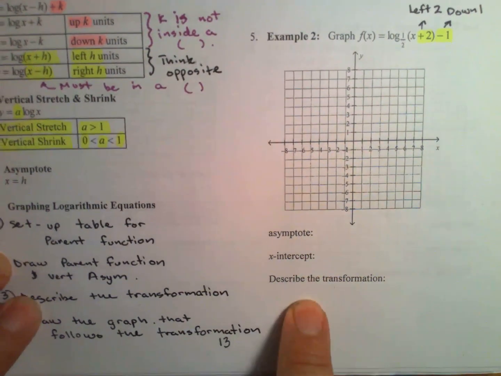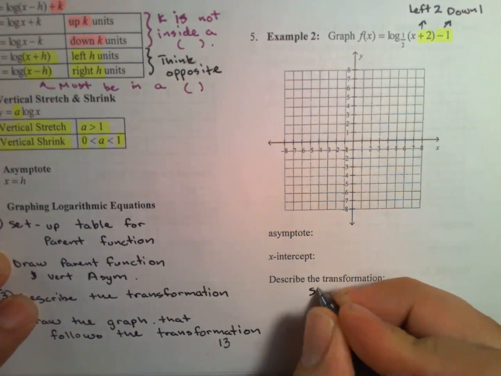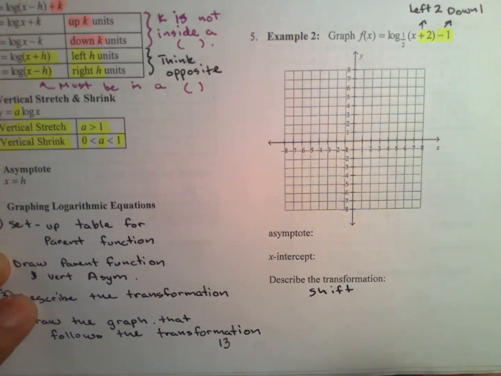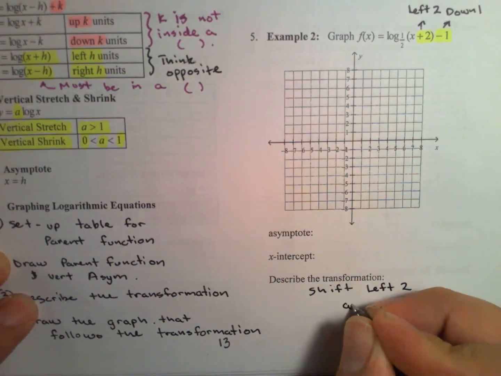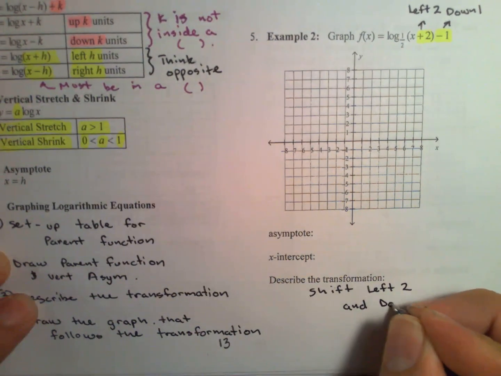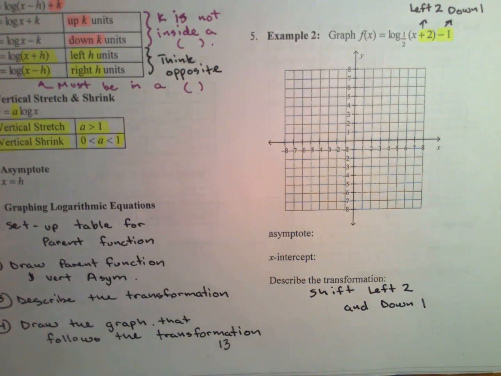So I can already describe my transformation. It's going to be a shift left 2 and down 1. So you see, I already have my description ready to go. But now let's talk about the parent function here.